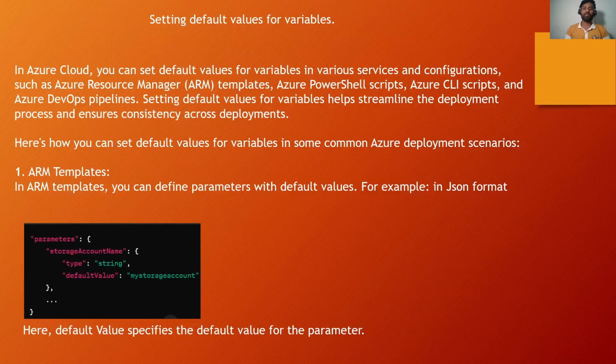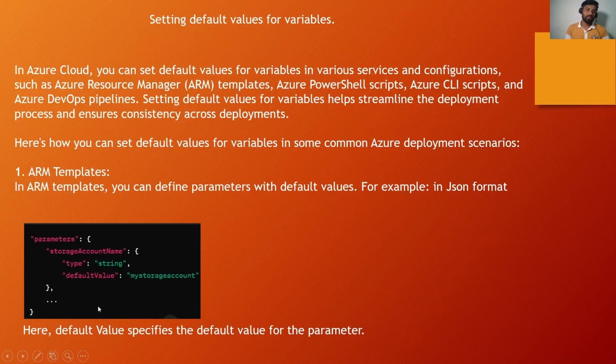Setting default values for variables. Now how can we set the default values for variables? We will see here. In Azure cloud you can set default values for variables in various services and configurations such as Azure Resource Manager, that we call ARM templates, Azure PowerShell scripts, Azure CLI scripts and Azure DevOps pipelines. Setting default values for variables helps streamline the deployment process and ensures consistency across deployments. Here is how you can set default values for variables in some common Azure deployment scenarios.